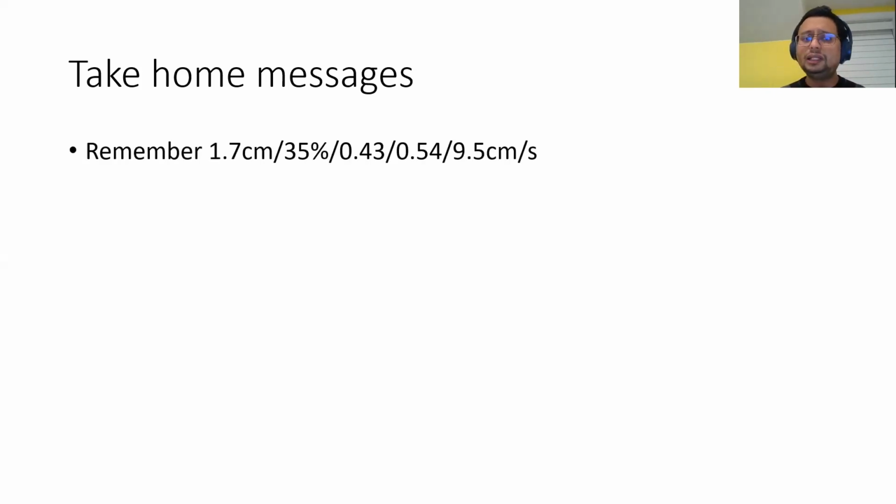I hope all of you can see these take-home messages about numbers. If you cannot, just remember this: TAPSE 1.7 is abnormal, fractional area change less than 35% is abnormal, T index for pulse wave less than 0.43 is normal, more than 0.43 is abnormal, for tissue more than 0.54 is abnormal, for the tissue velocity less than 9.5 is abnormal.